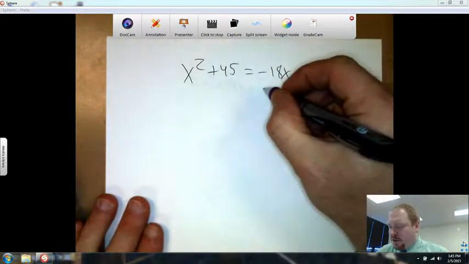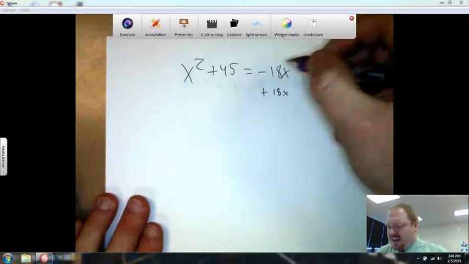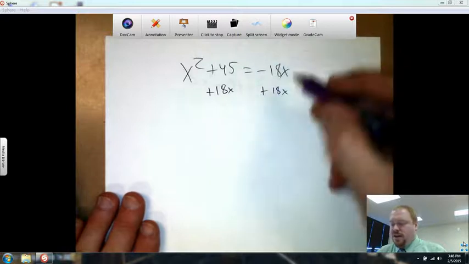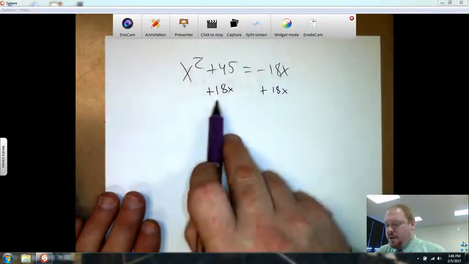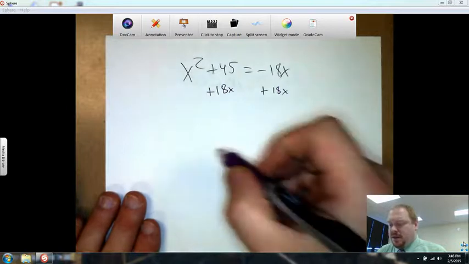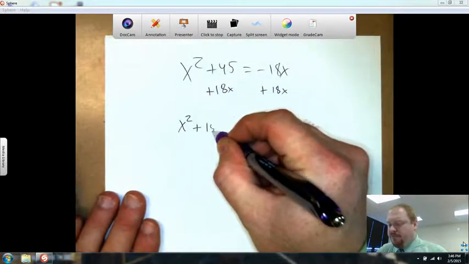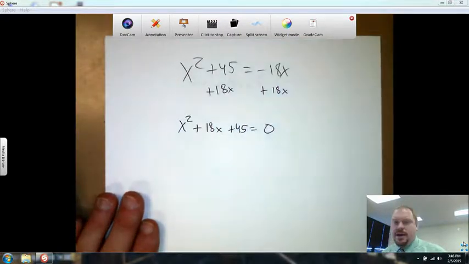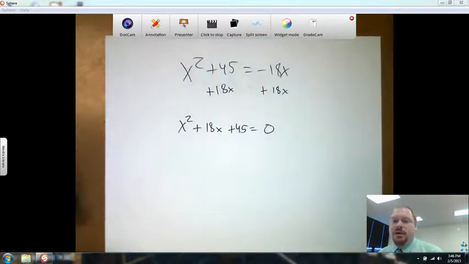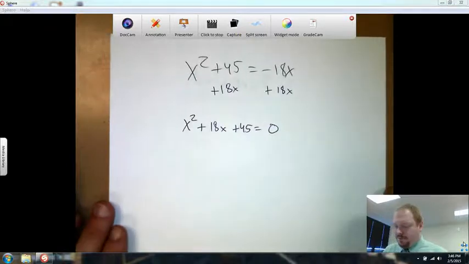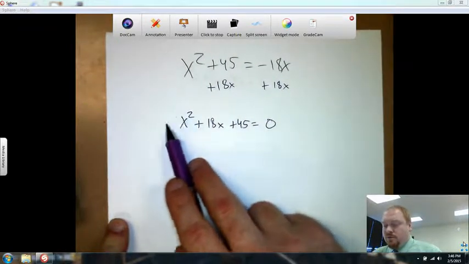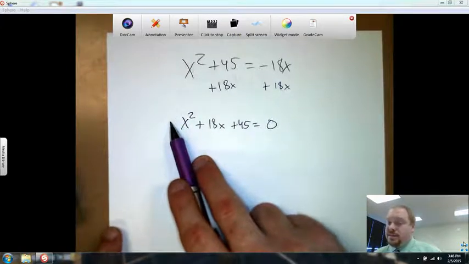So what I'm going to do is add 18x to both sides. Now, there's nothing left over here, so this is 0. But over here, I can't add this with anything, so this is what I get: x squared plus 18x plus 45. Now, there's various methods to approach this. However, when there's no number in front of x squared, it is the simplest situation.